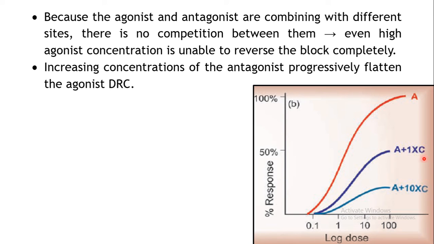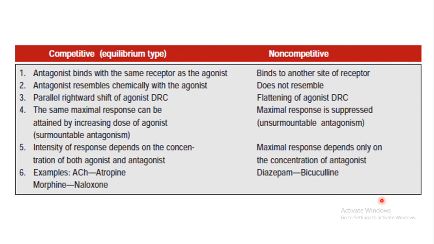So here also, just like the non-equilibrium type of competitive antagonism, there is a shift in DRC towards the right hand side, plus there is flattening. As you go on increasing the amount of your antagonist, the DRC will go on flattening. There is a reduction in the maximum level of action. Now these are some of the points which differentiate between competitive and non-competitive antagonism, specifically the equilibrium type.